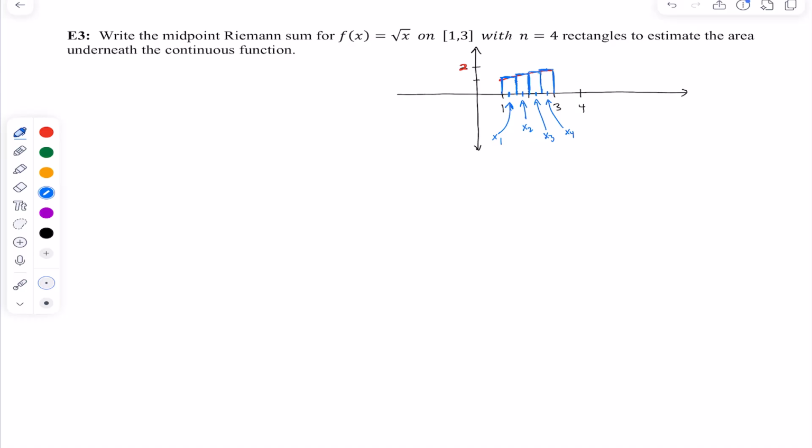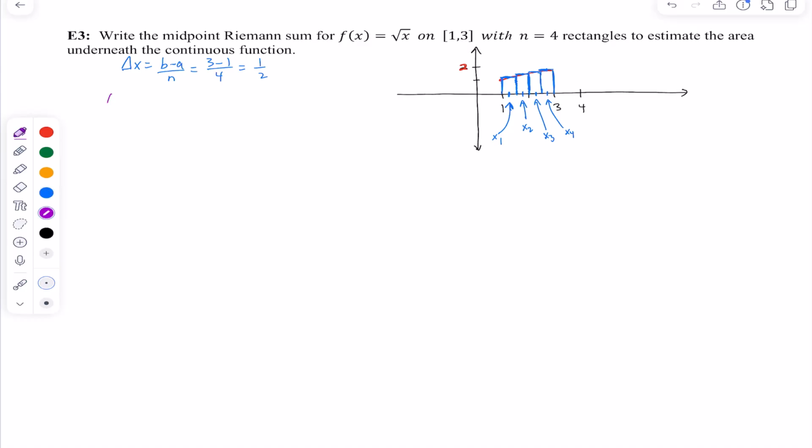Now, how do we write our Riemann sum? We want a midpoint Riemann sum. We always start with delta x. Delta x is just a formula, and our delta x is 1/2.